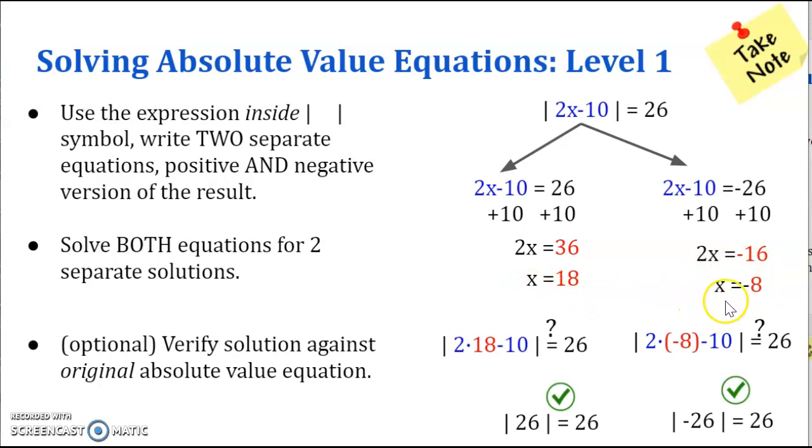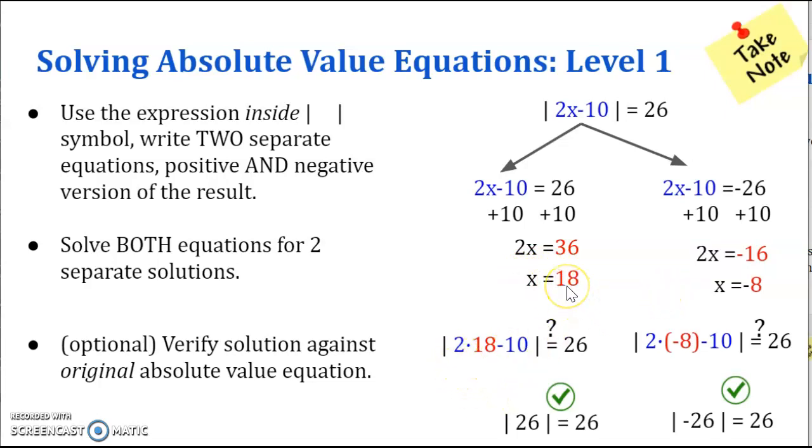Notice that you do not get just the positive and negative versions of the answers. This is positive 18 and this is not negative 18, but it's just negative 8. Okay, so they are very independent answers a lot of the times. So you can't just find one answer and say, oh, I found one answer, so the other answer has to be negative 18. Not true.